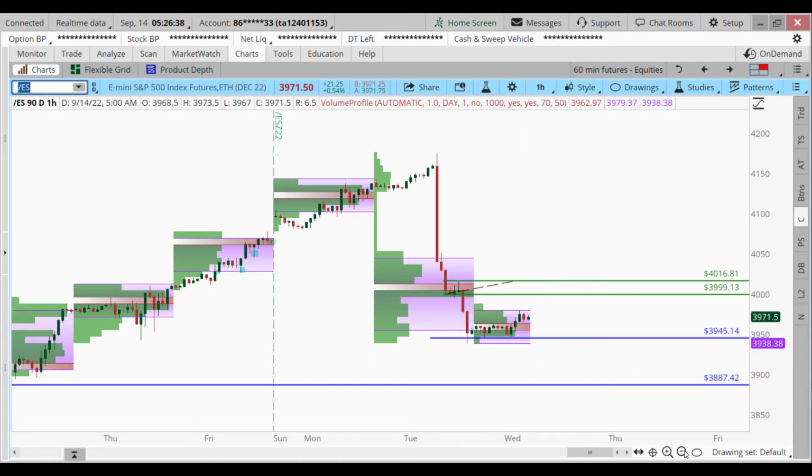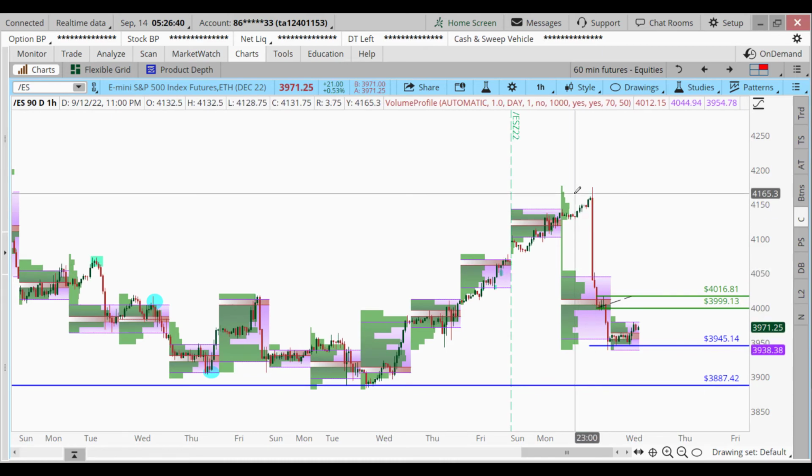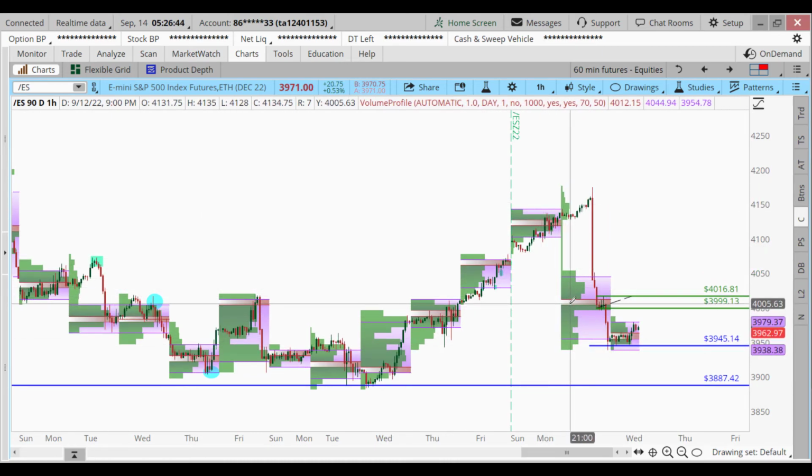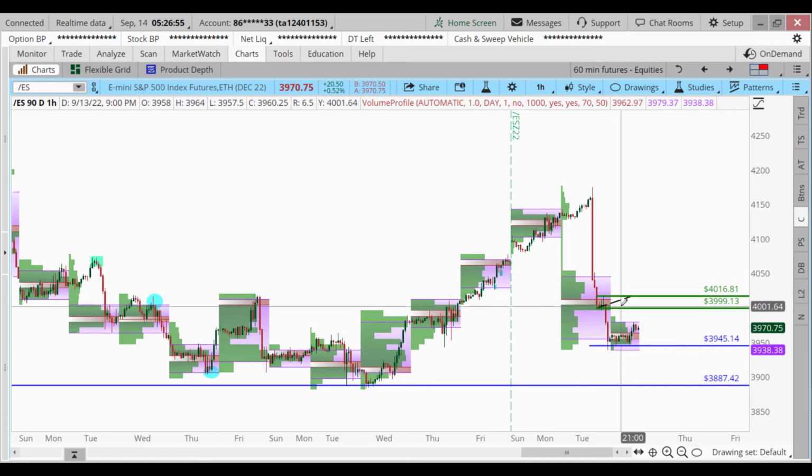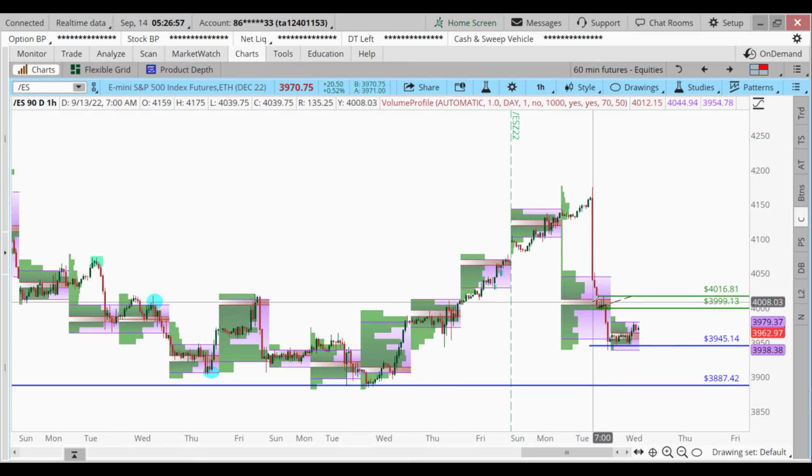So hopefully you learned a few things today about volume profile. There is a lot to know about volume profile, but essentially you're looking for turning points at high volume nodes, especially when they correspond with high quality levels in a market overall. And so that's the best way to use this particular indicator.